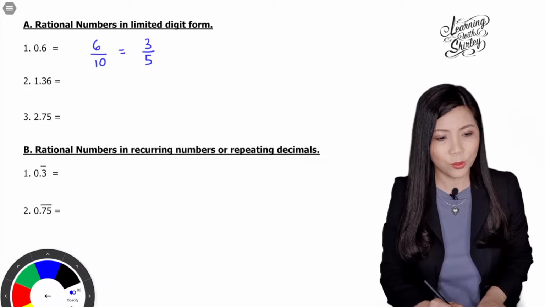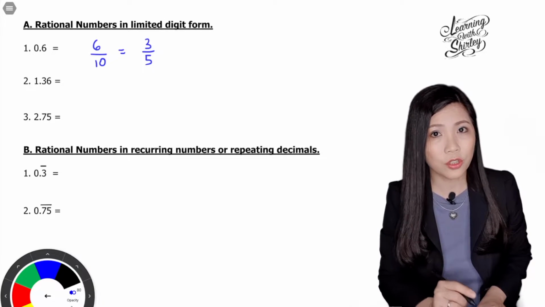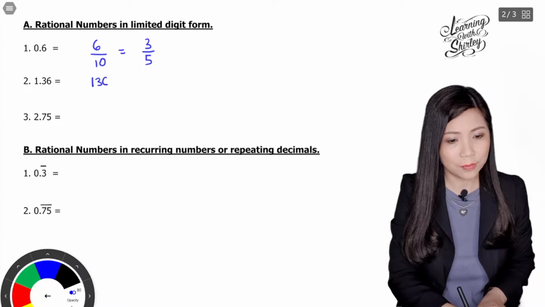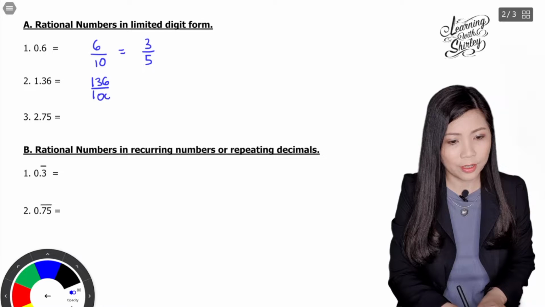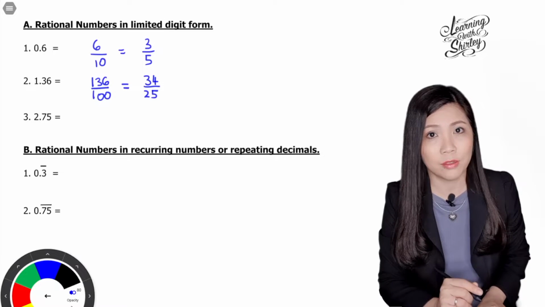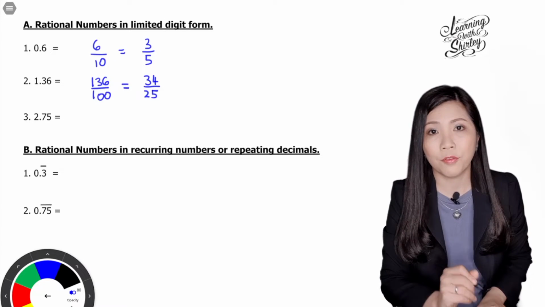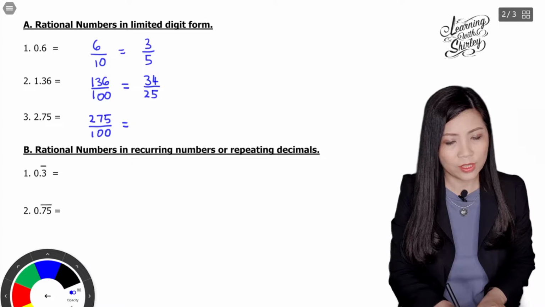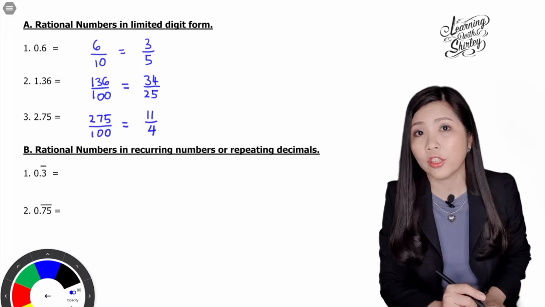Next, number 2. 1.36 is a rational number because we can change it into a fraction. So it's 136 over 100, and when we simplify this, we get 34 over 25. So therefore 1.36 is also a rational number. Next, 2.75. We're going to change this into a fraction, which is 275 over 100. We simplify this, we get 11 over 4. So therefore 2.75 is also a rational number.